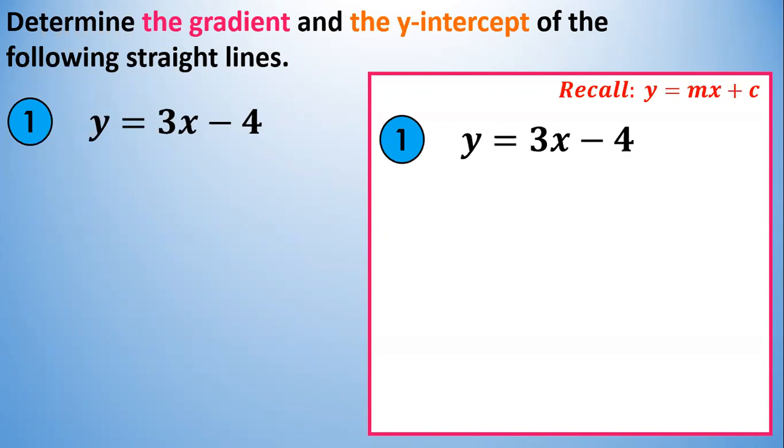Let us recall that the slope-intercept form is y is equal to mx plus c, where m is the gradient and c is the y-intercept. This equation is in the form y equals mx plus c. Therefore, 3 is our gradient and negative 4 is our y-intercept.